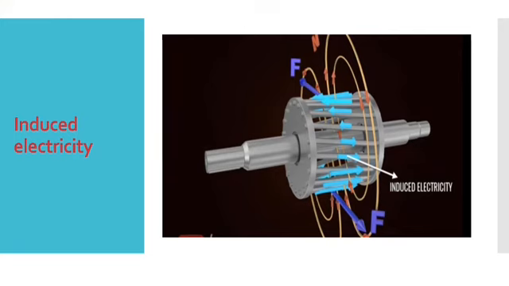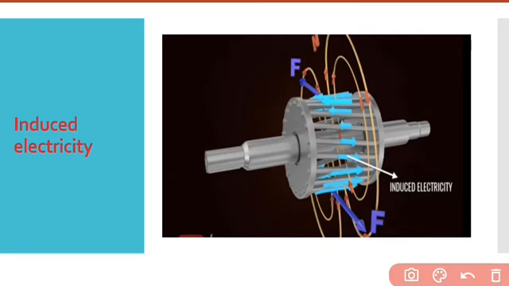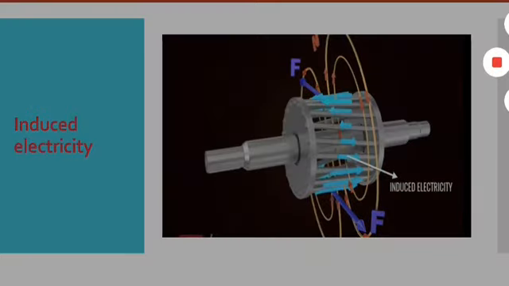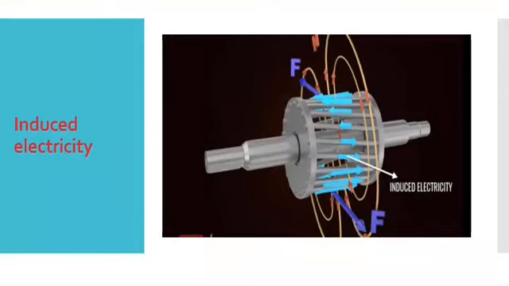Okay, these are the forces. You can see these are the forces that force this rotor to move in the direction of the magnetic field. So now you are able to understand why the rotor is rotated due to that generated magnetic field.